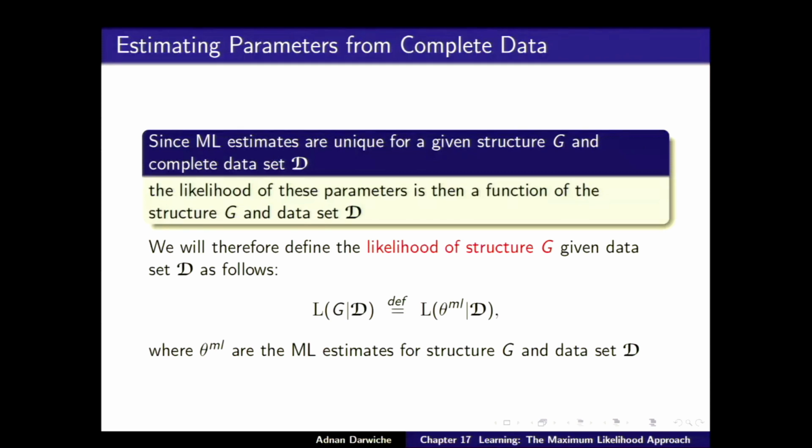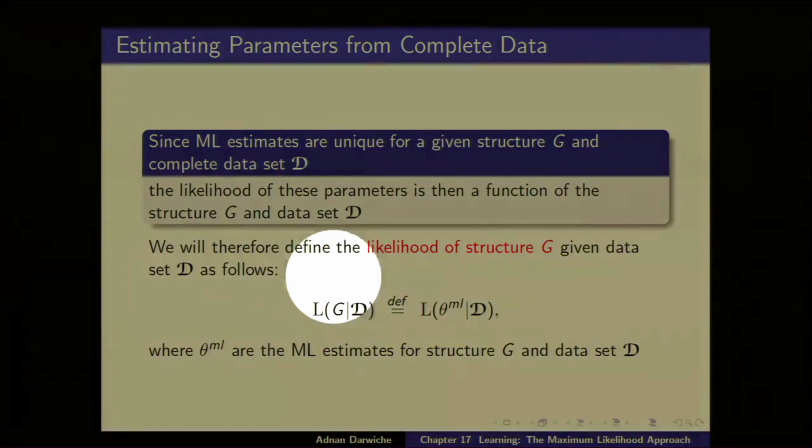If you quantify G1 using parameters in the best way possible, that is, to maximize the likelihood of the data, how far can you go? What's the best you can do? What's the best? Maximum likelihood estimates for that structure. You do that, you get a number, which is this guy.